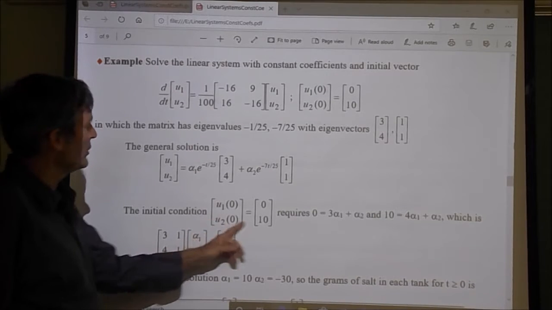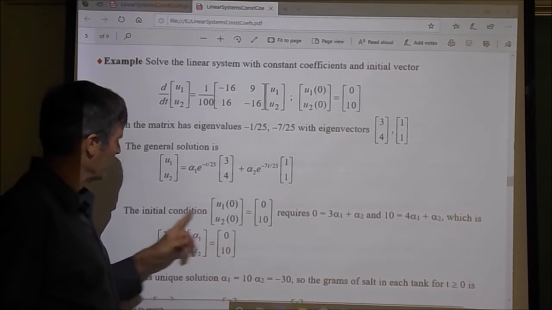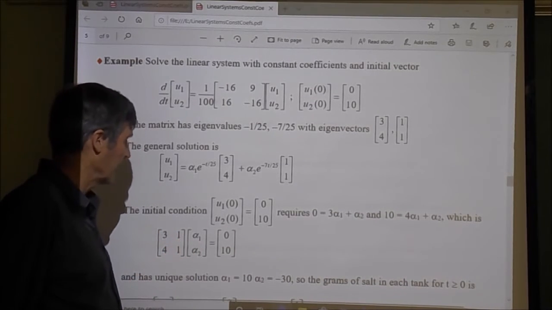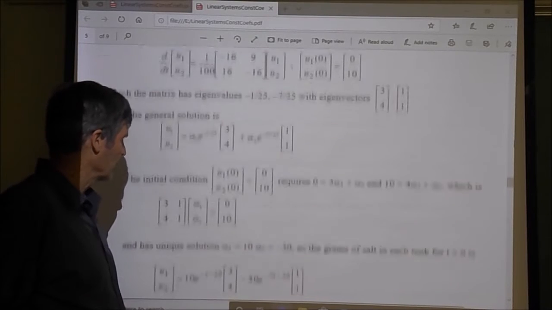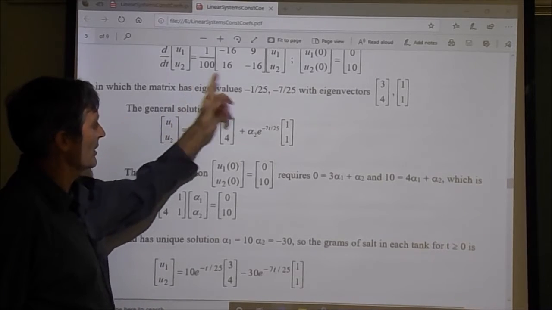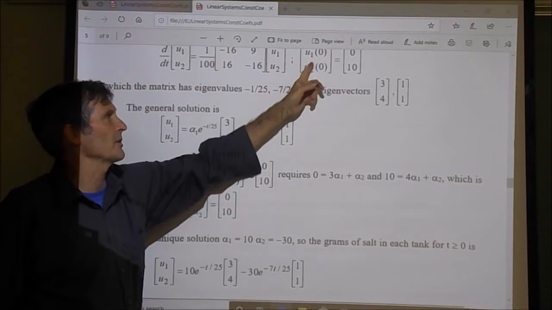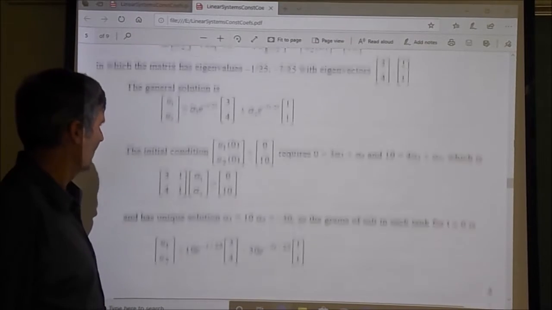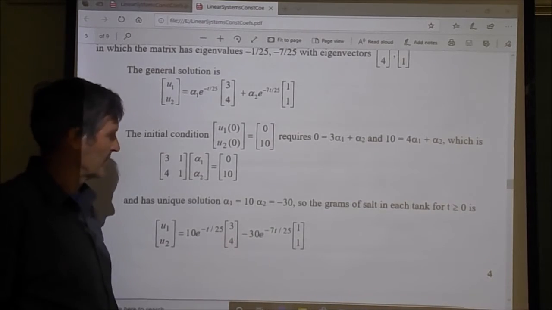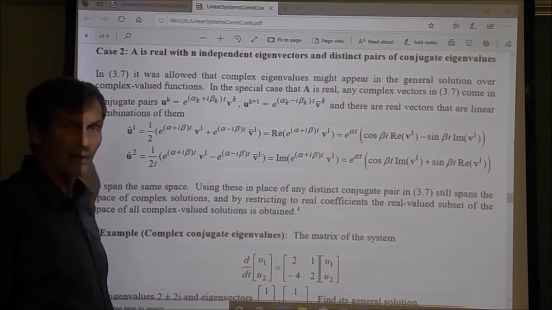Then we could apply the initial condition, and plugging in the initial condition gave us a system of linear equations that turned out to always have a unique solution. And in this case, we got those solutions for the constants, so that the differential equation together with an initial vector at any time whatsoever, the initial conditions just have to be at the same time, determines a unique solution in terms of the eigenvalues and eigenvectors. So it's a real nice, easy thing.